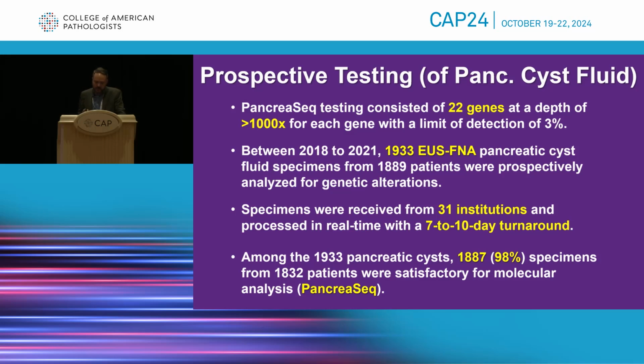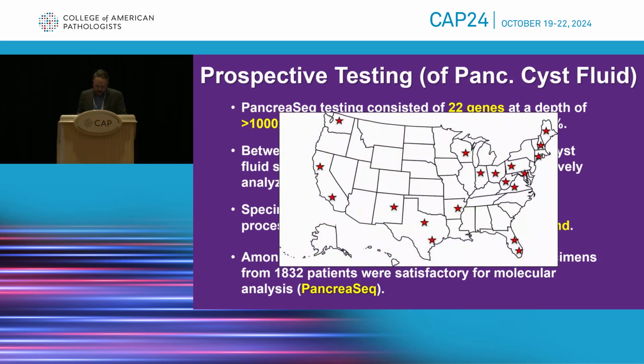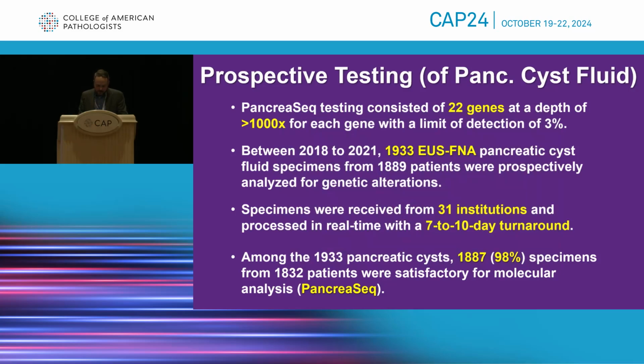So this included 1,933 pancreatic cyst fluid specimens from almost 1,900 patients that were prospectively analyzed for genetic alterations. And this came from 31 institutions. Most of the specimens that were submitted were satisfactory for molecular analysis, about 98% of specimens. So they came from all over the country.